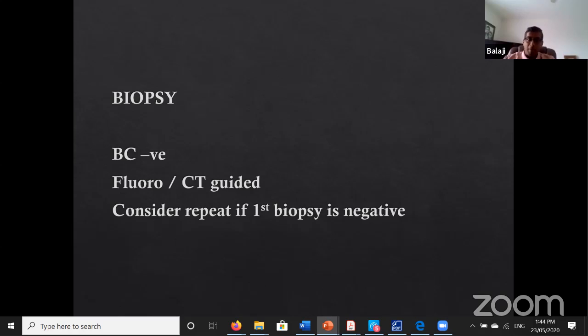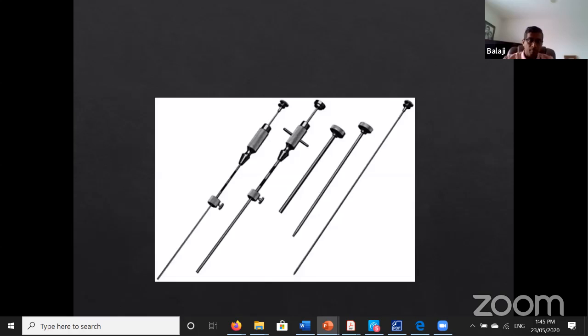It is important to remember that around 1/3 of patients may have a negative biopsy. You can consider repeating the biopsy, and sometimes you might get a better yield the second time. Studies have shown that second biopsies have been helpful in getting a diagnosis. This is a Harlow-Wood biopsy needle, which we commonly use. This is not that easily available these days.